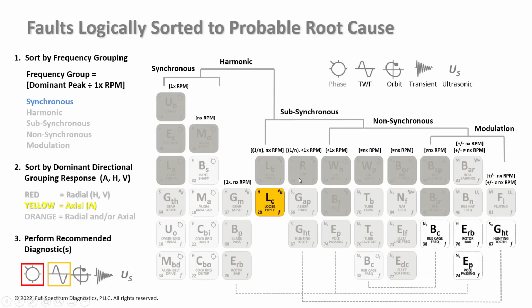Okay. So what have we done? We've found our faults and we've logically sorted to probable root cause. And in the case we have here, it's mechanical looseness type C, which is the looseness condition of the outer race or the inner race of the bearing on the shaft or in the housing.